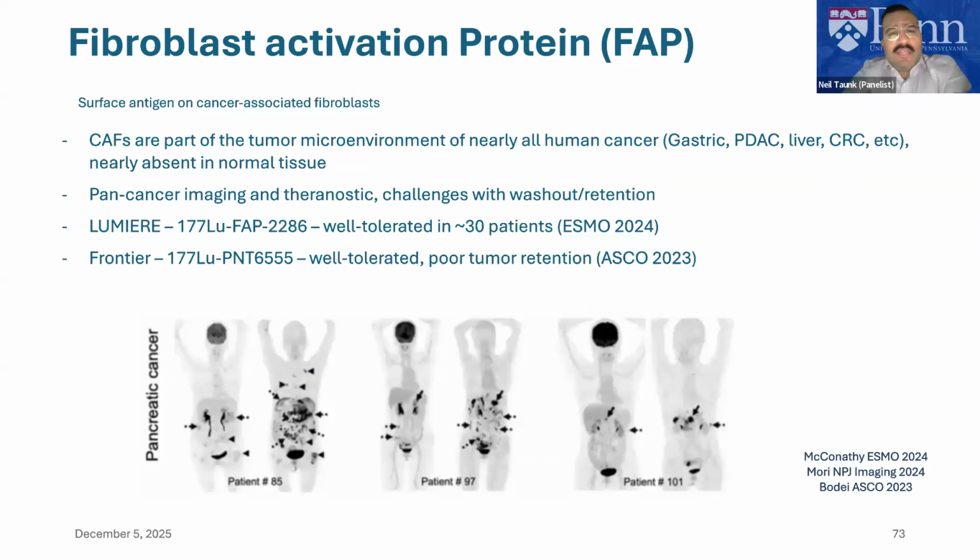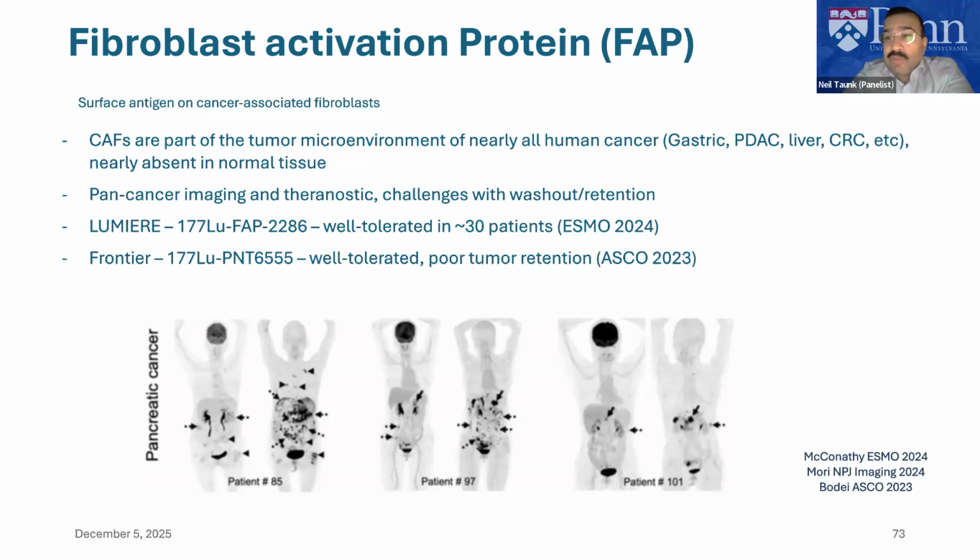The next exciting thing to think about is how do we make these agents agnostic of the disease? Fibroblast activation protein, or FAP, is a surface antigen that's expressed on CAFs, or cancer-associated fibroblasts, which are part of the tumor microenvironment for nearly all human cancers and virtually absent in all normal tissue. It's a pan-cancer imaging agent, theranostic.